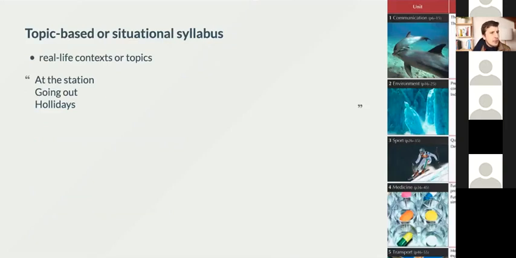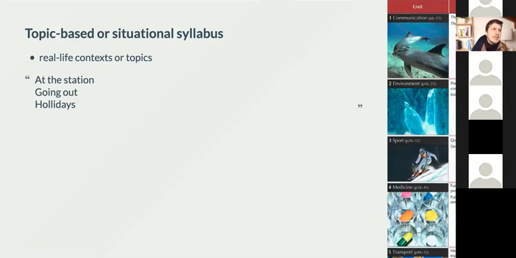Then you also have topic-based or situational syllabuses, which are kind of classic as well in textbooks. You see a lot of textbooks which are organized around topics. Now, the fact that a textbook is organized around topics doesn't mean that it's strictly a topic-based syllabus. I will explain that. But especially if you look at old textbooks from the 80s or 90s, many of those were topic-based. So you had one unit at the station, one unit on holiday, or going out.